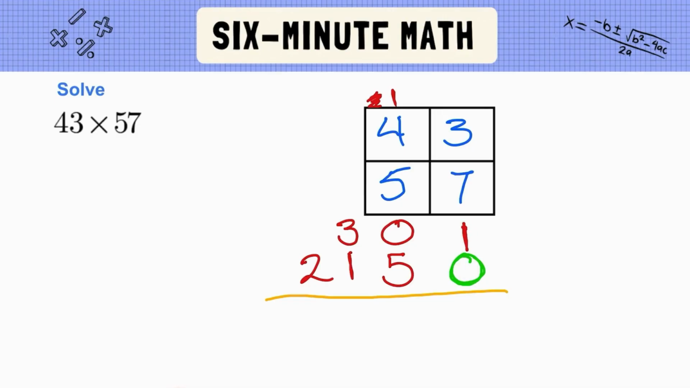1 plus the imaginary 0 is 1. 0 plus 5 is 5. 3 plus 1 is 4. And then I have the 2 by itself, giving me a final answer of 2,451.